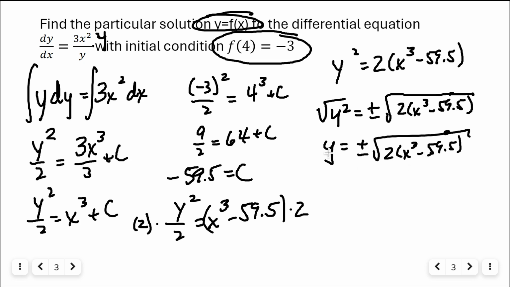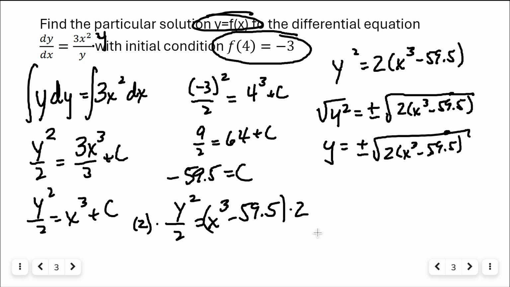But here's the problem with y equaling plus or minus the square root of 2 times the quantity x cubed minus 59.5. This is not a function. And I'm going to come over here and show you why real quick, because it could be plus or minus. So which half is it? The top half or the bottom half? Okay, this is a little bit more familiar to you when you looked at circles. So we've seen this before in the class.